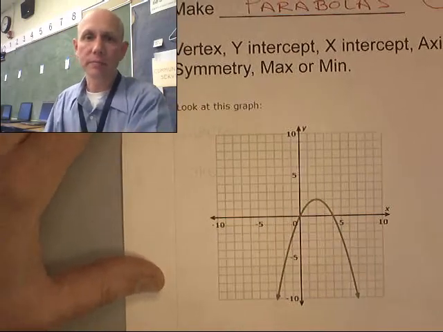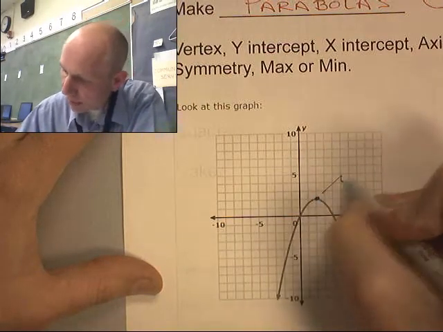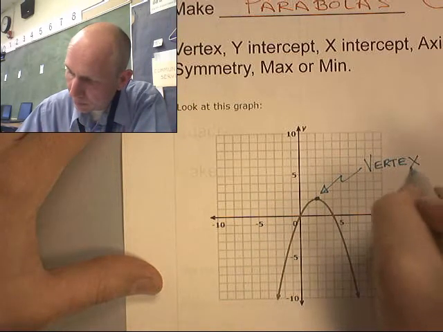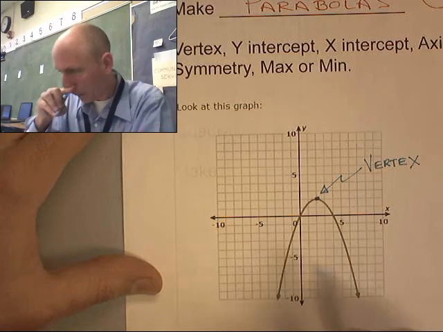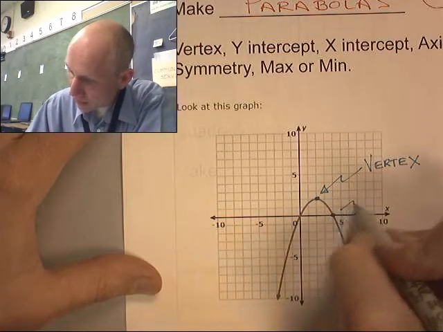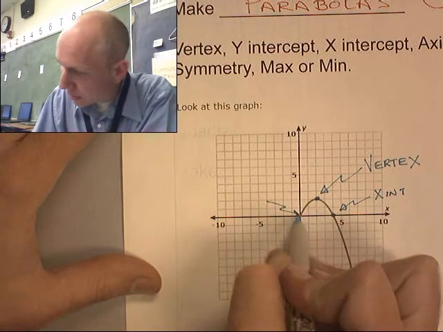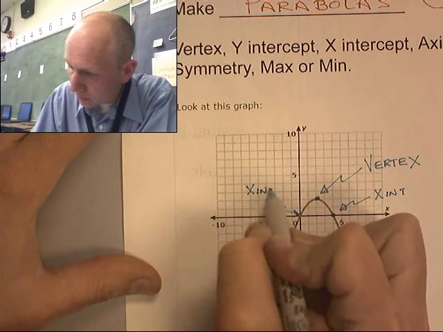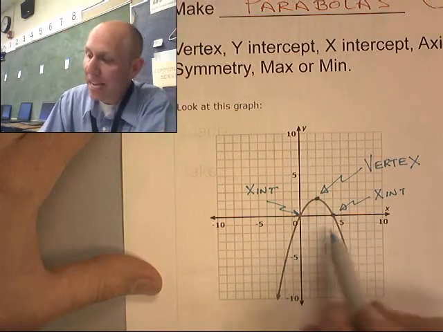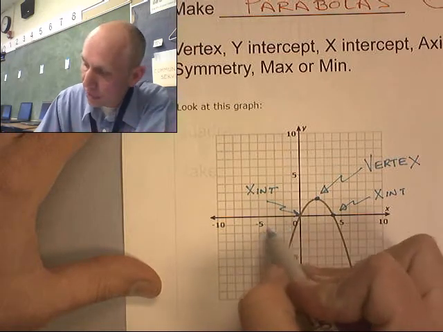Here is a graph. The vertex is the high point of the graph. This is the vertex. The x-intercept is where it crosses the x-axis. So right here, I have an x-intercept. And I have an x-intercept right there. The y-intercept is where the curve crosses the y-axis. Now, in this case, it's a little bit unique because the x-intercept here and the y-intercept are the same point.